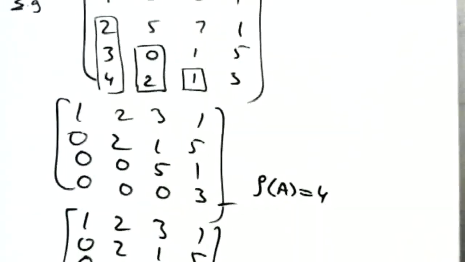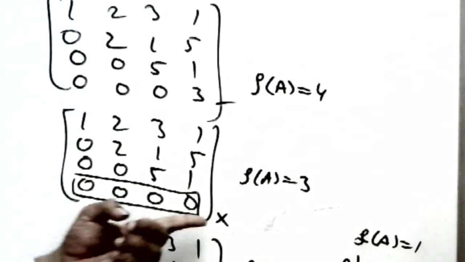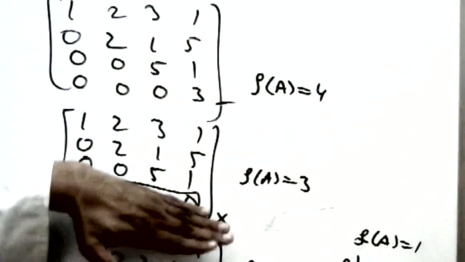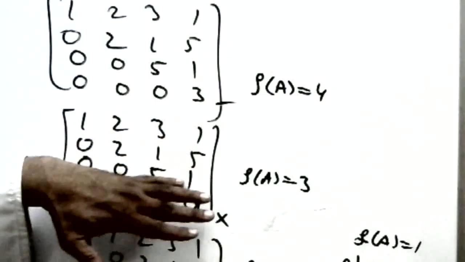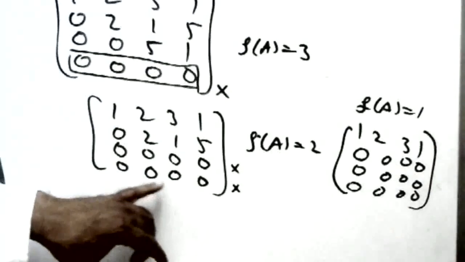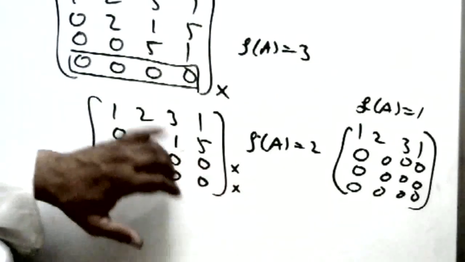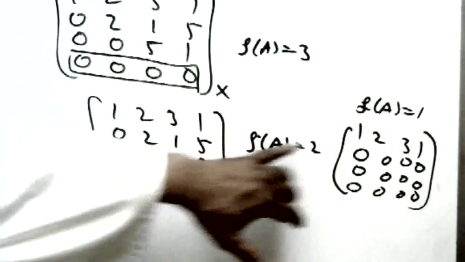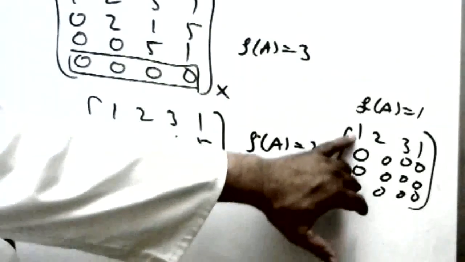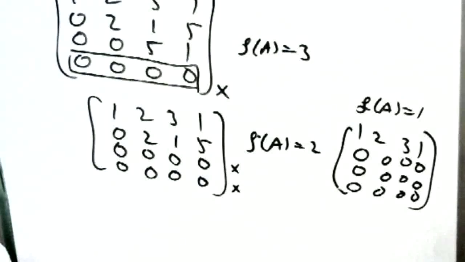If some number other than 0 is left here, then we say the rank is 4. Sometimes this also becomes 0, and we get all 4 zeros in this row, so we do not count this row. How many non-zero rows are there? 3. So the rank is 3. And sometimes this also becomes 0 like this, so these 2 rows are zero rows and we do not count them. So the rank is only 2. And it may also happen that everything becomes 0 and only one row is left, so the rank will be 1. So let me do one question based on this method.